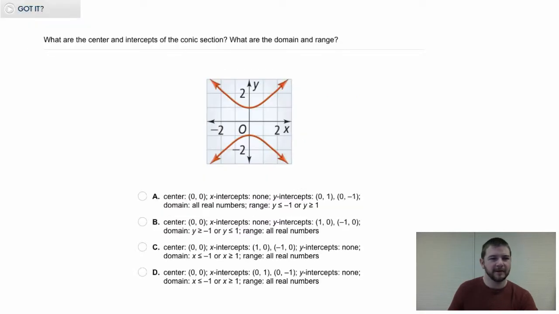And a chance to show that you have got it. What are the center and intercepts of the conic section? What are the domain and range? Work carefully and make your selection from the choices below.